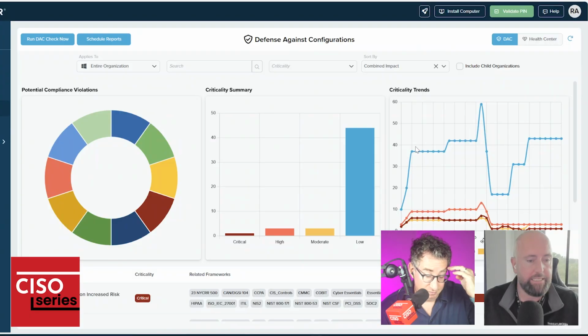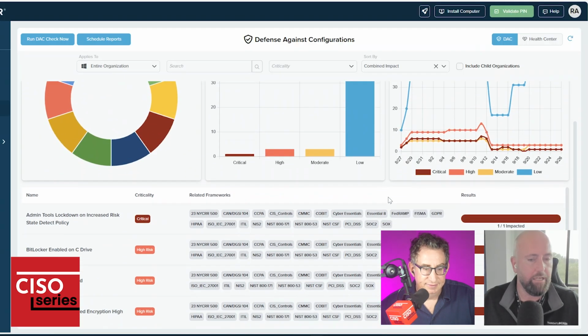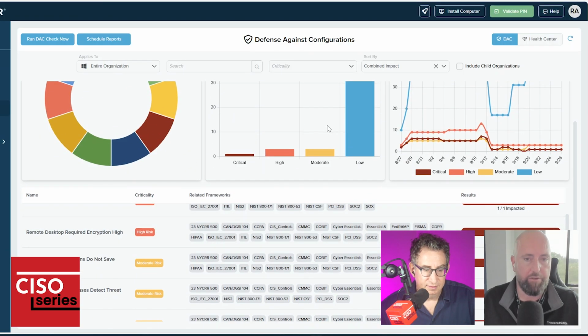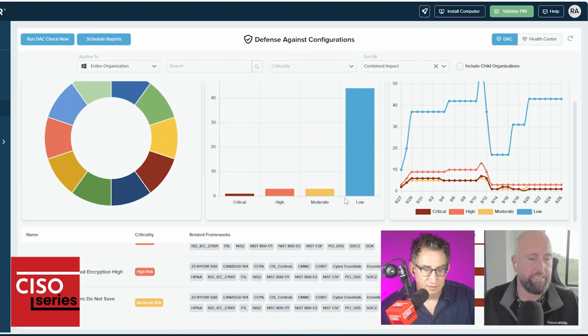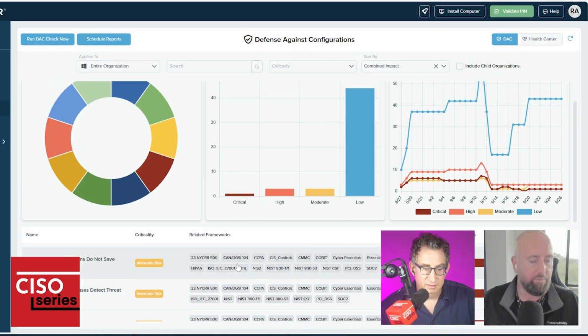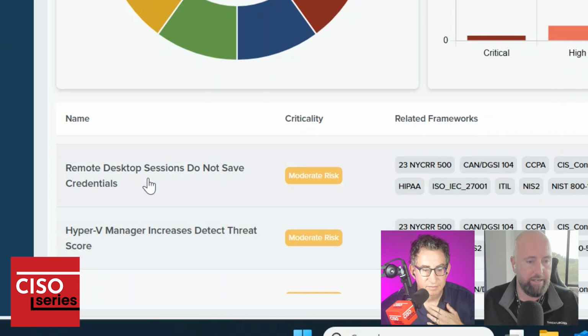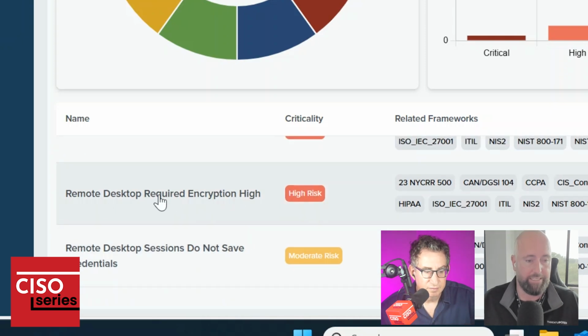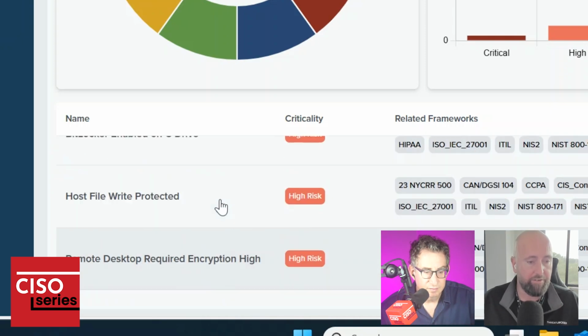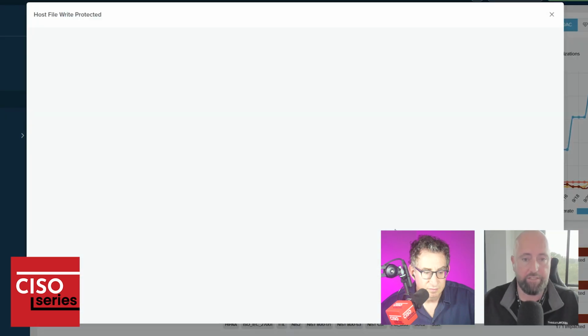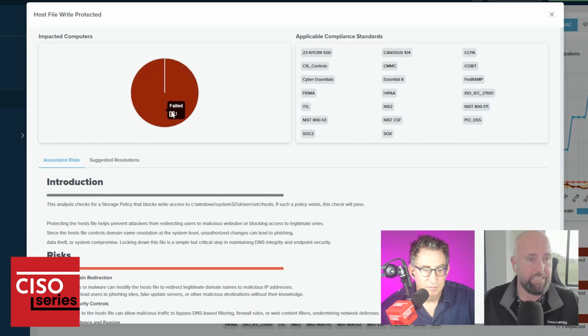And what it's doing is it is performing a number of checks. That number, I think, currently is about 110, but ultimately will be about 150 checks per day. Basically showing you and reporting back the impacted assets, what the things are that we've checked for. You can see here, for example, Remote Desktop required encryption high or the host file not being protected. It shows you which assets are impacted. So obviously there's only one machine in this particular case, but it could be many machines.